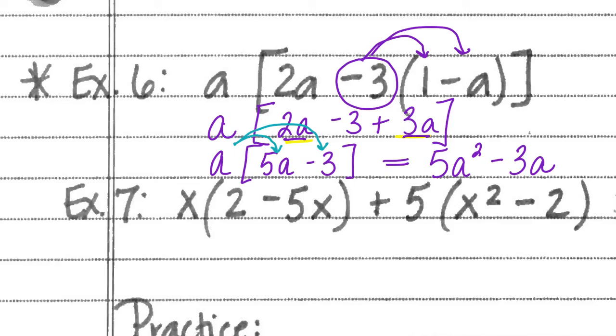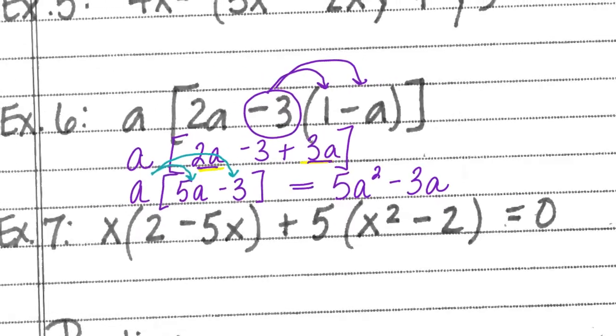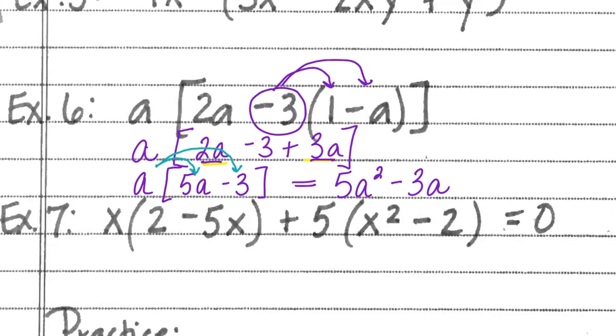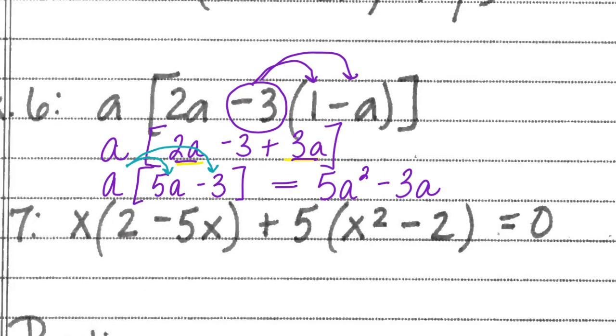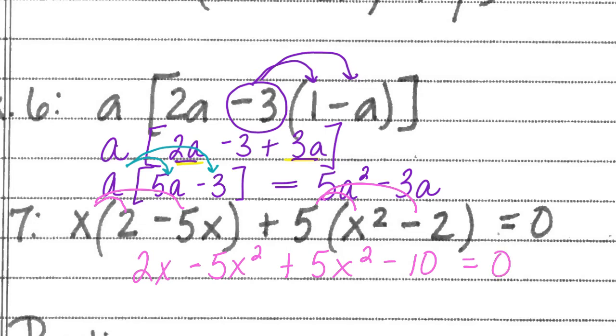All right, example 7 is where I want to get to. Notice it's equal to 0. So all of a sudden, they have this messy mess, and they make it equal to 0. So let's go ahead and let's start by distributing first. And notice there's a couple things I can distribute here. 2x minus 5x squared plus 5x squared minus 10 is equal to 0.